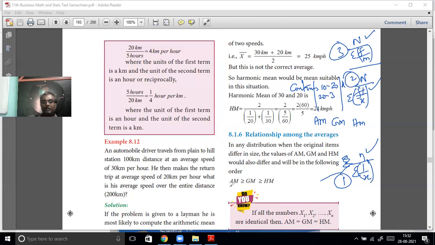Now, what is the relationship between the 3 things? Arithmetic mean is always slightly greater than geometric mean, and geometric mean is always slightly greater than harmonic mean. Now let us see that with an example.